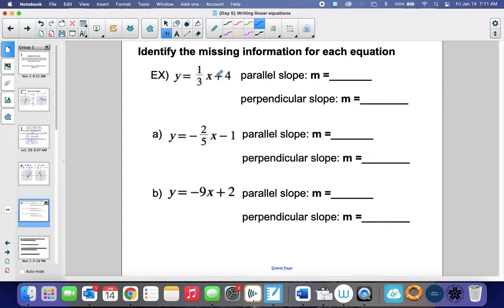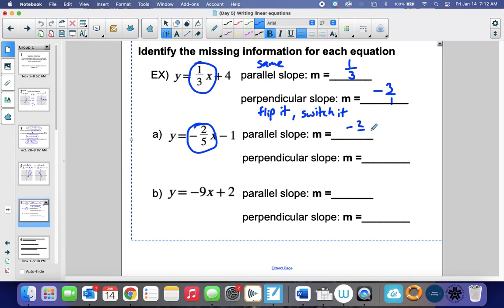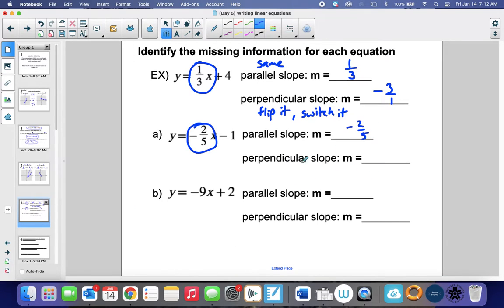All right, the last thing that we learned last class was parallel and perpendicular. Remember, parallel slope is the same. So if the slope here is 1/3, the same slope would be 1/3. And then perpendicular, you flip it, and you do the opposite sign. So some teachers say flip it and switch it. So you're going to flip it over, so make it 3 over 1, and then switch it from positive to negative. So here, slope is negative 2 over 5, so parallel would be the same. So I'd have negative 2 over 5, and then perpendicular, I'd flip it, and it was negative, so I'm going to make it positive. Last one, parallel here is negative 9, and then if I made this a fraction, it would be over 1, so perpendicular would be 1 over 9 and negative.